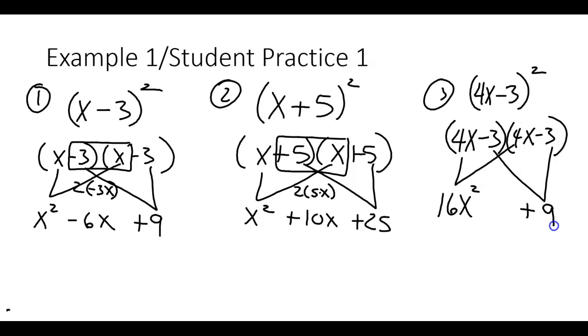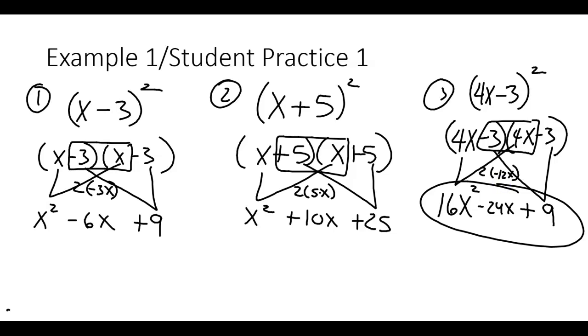Positive 9. And now the tough one, the middle one. I'm going to let everybody think about it for a minute. See if you can think about what the middle is going to be. Don't shout it out, though. I want to give someone a chance. All right, Max, what do you think? That's right. So we take these two, we multiply them. What does that make? Negative 12, right? And then we double that, which is negative 24x.